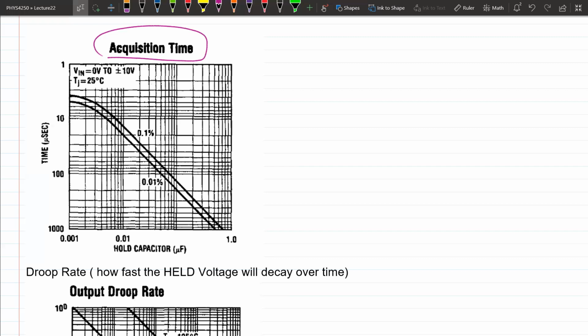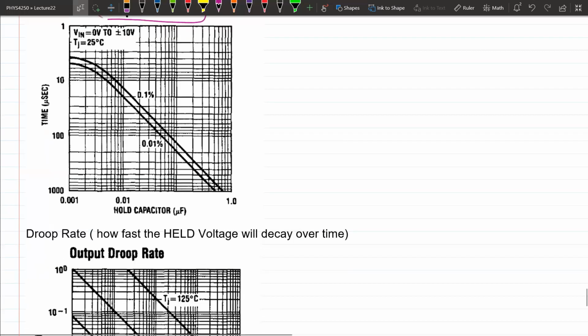So if I pick a 1 nanofarad, right, it's going to take, with this weird scale, 1, 2, 3, 4, right? It's going to take 4 microseconds for the input of the sample and hold to be transmitted to the output of the sample and hold. Does that make sense? Okay, so you have to pick. So in this case, for acquisition time, you want to pick a small capacitor, right?